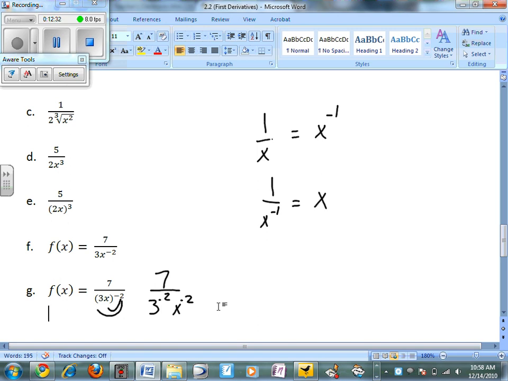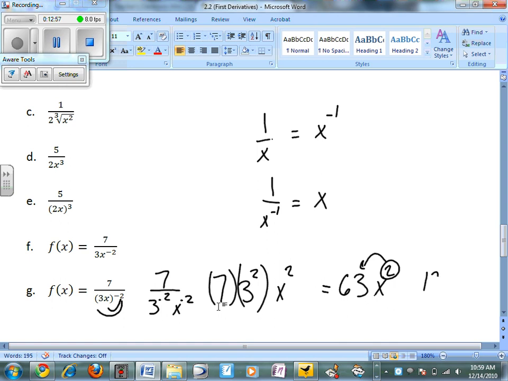So what I have here now is 7 times 3. I want to bring it to the other side of the division bar, so it's going to be up on top now. So 3 squared times x squared. 3 squared is 9. 9 times 7 is 63 x squared. And now I need to take the derivative, bring down my exponent, subtract by 1. So 63 times 2 would be what? 126. And subtract 1 from my exponent, I get 126x.